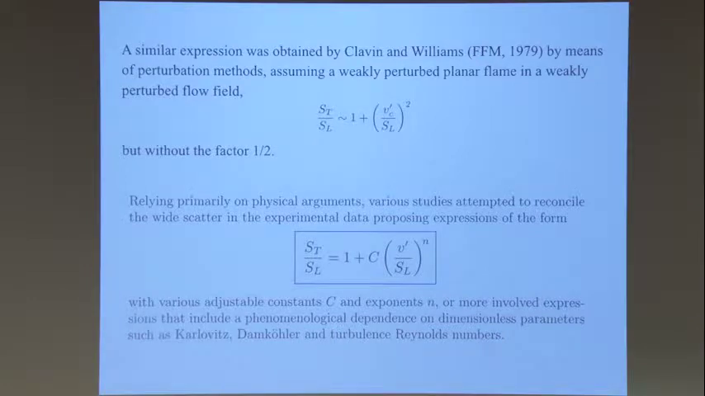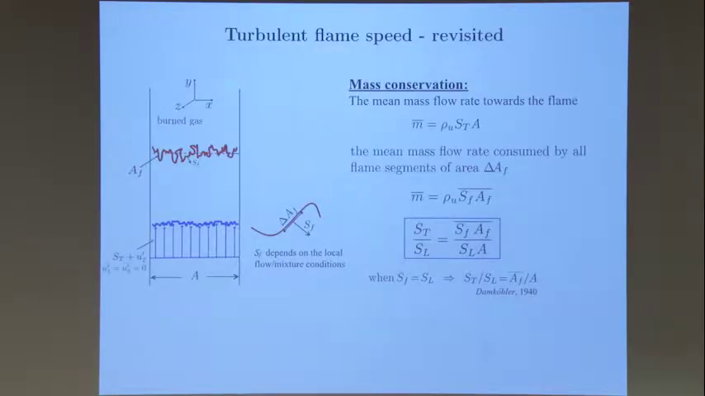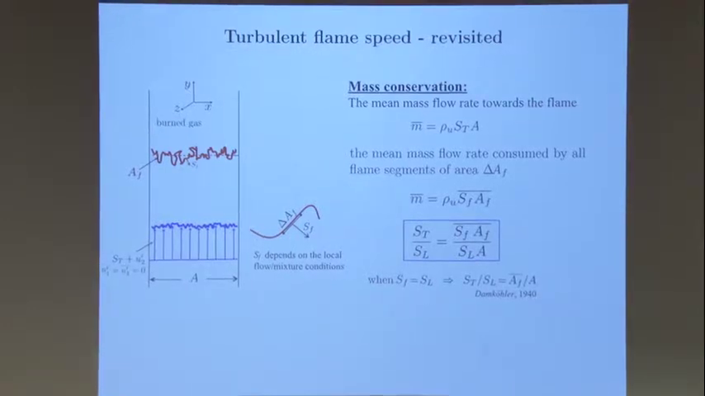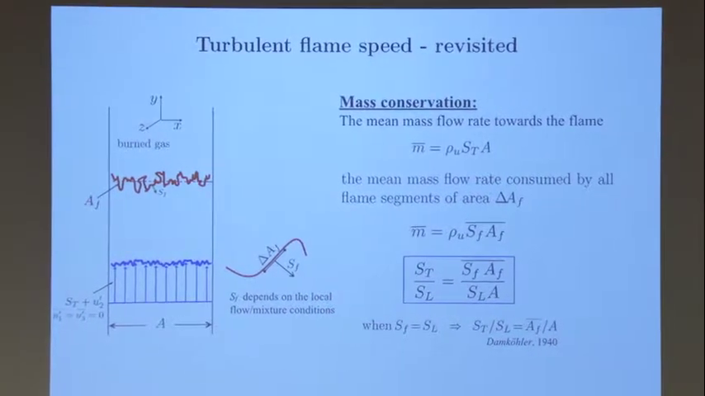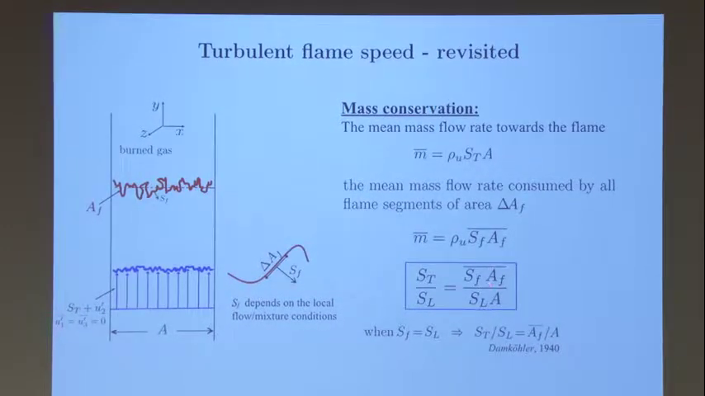So the step that we took is by saying, okay, we're going to modify this idea of Damkohler in the following way. The speed of that flame segment is not necessarily SL, it's not always the laminar flame speed, but it's the local flame speed. And for a weakly stretched flame, we know the dependence of the flame speed on the local flow condition, which is stretch, and the Markstein length. So this is the general idea that we have incorporated here.